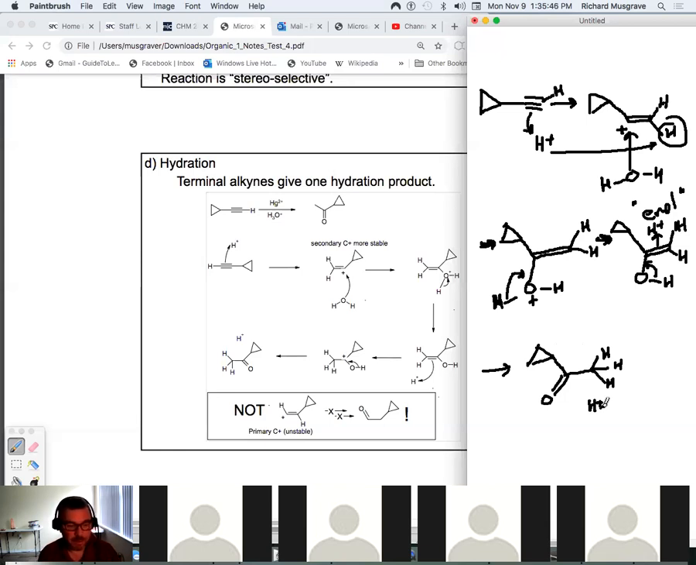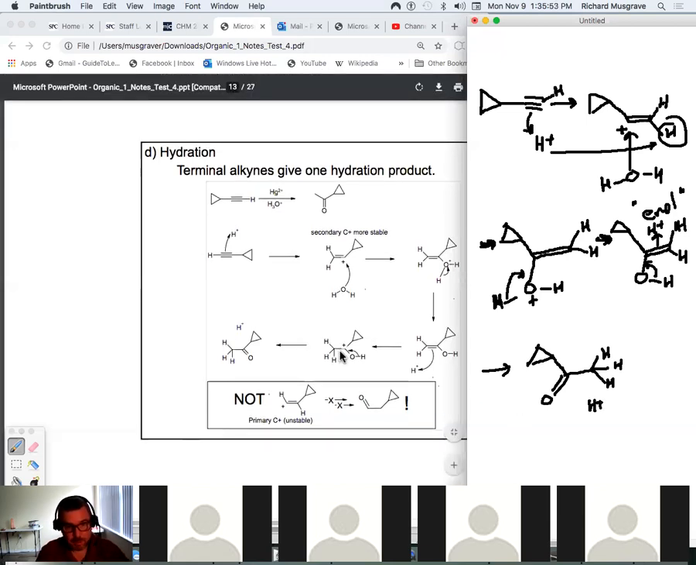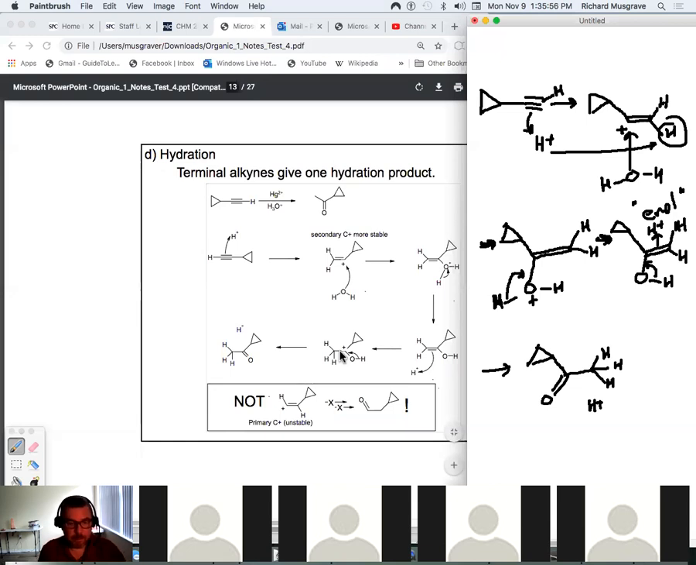So you're going to get something very similar to this on the test. I'll show you pretty much what you're going to get in a minute. Does anybody have any questions about that mechanism?